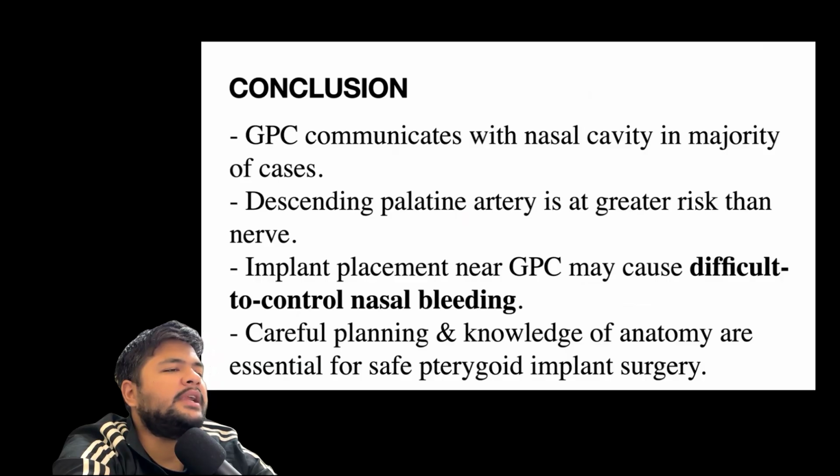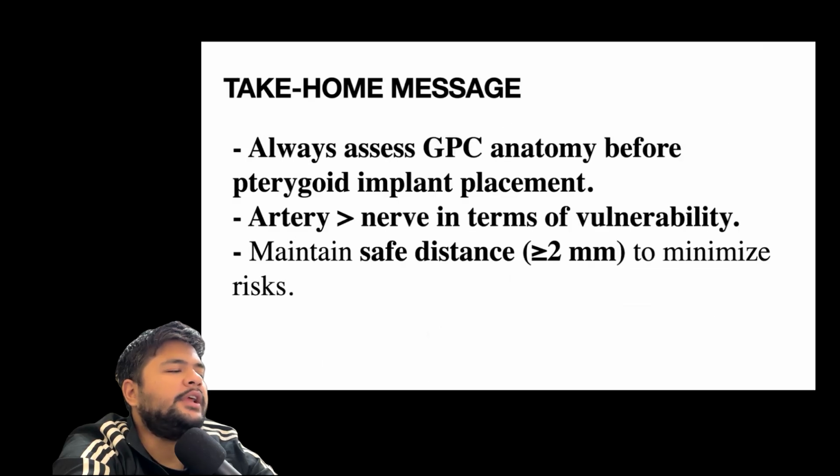The descending palatine artery is at higher risk than the nerve. Implant placement near the greater palatine canal may cause difficult-to-control nasal bleeding. Careful planning and knowledge of anatomy are essential for safe pterygoid implant surgery. The take-home message is to always assess the greater palatine canal anatomy before pterygoid implant placement. The artery has more vulnerability compared to the nerve, and a minimum safe distance of more than 2 mm is needed to minimize this risk.